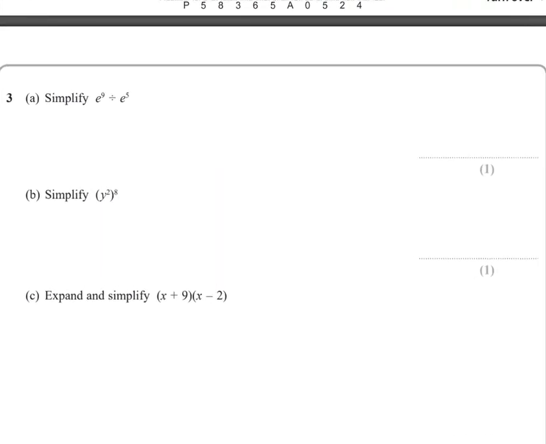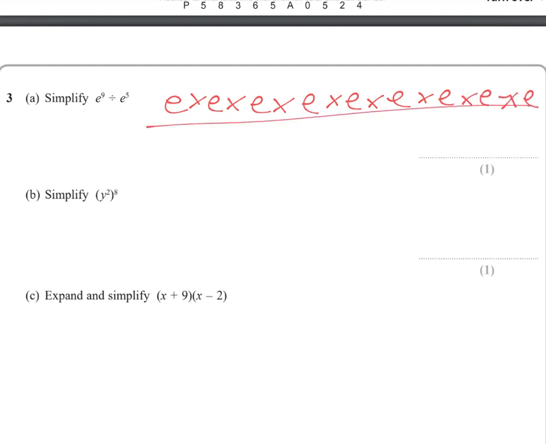Simplify e to the 9 divided by e to the 5. So divided by is over. So e times e times e times e. I know it's really dull, but it helps you remember: 3, 6, 9 over e to the 5. And then we cancel, divide the top and bottom by e. And we're left with, oh, I've cancelled too many.